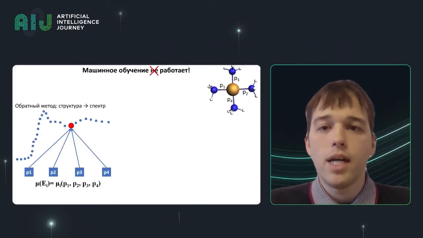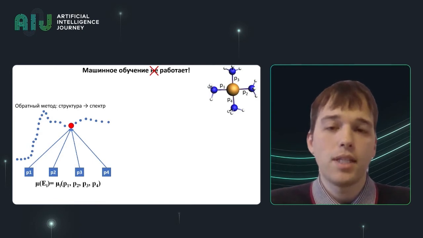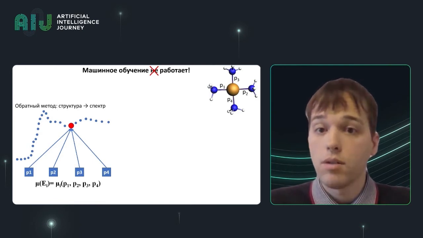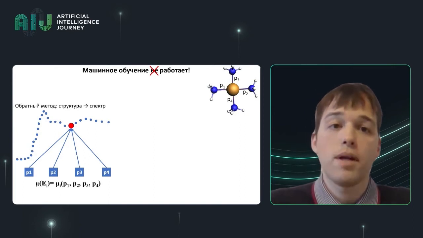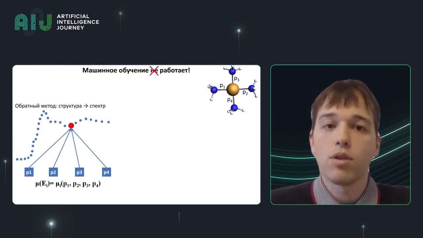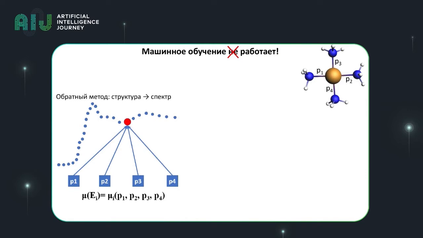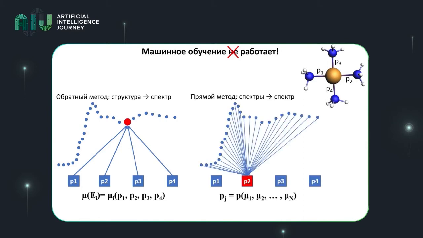We apply two different approaches. First is the reverse method, where the whole spectrum is considered to be a function of the structural parameters. To the right you have a molecule with 4 distances, P1, P2, P3 and P4, and each and every dot on the spectrum is a function of those 4 structural parameters. So by defining those parameters we can predict the form of the spectrum and find the ones that will give you the closest to the experiment results.